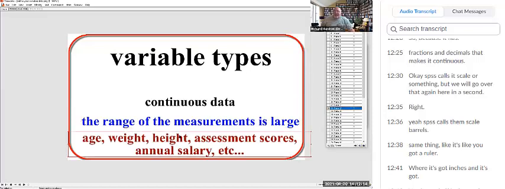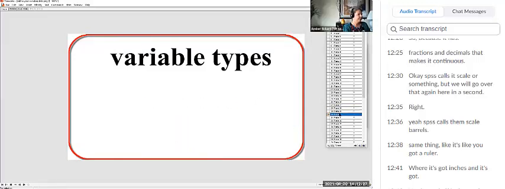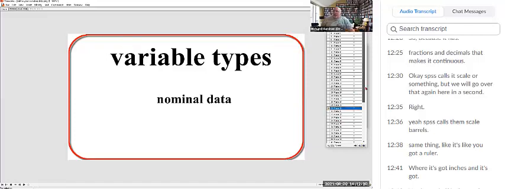Age, weight, height, assessment scores, salary, just everything, is continuous. Again, this will probably be your number one type of variable, the continuous variable. And then moving on, the nominal variable.